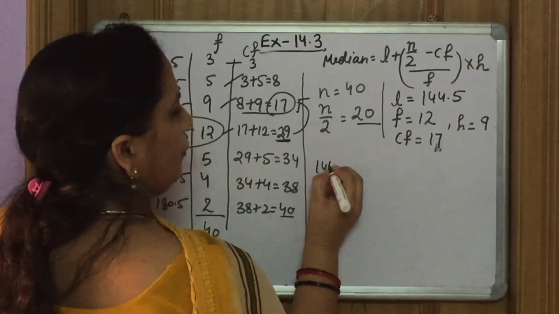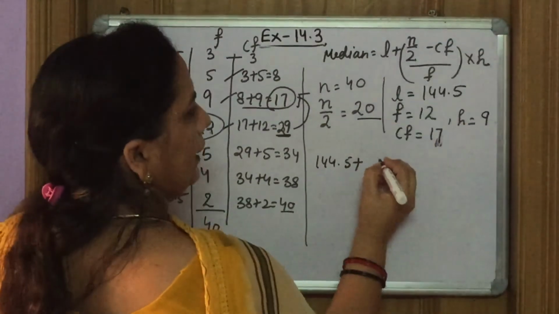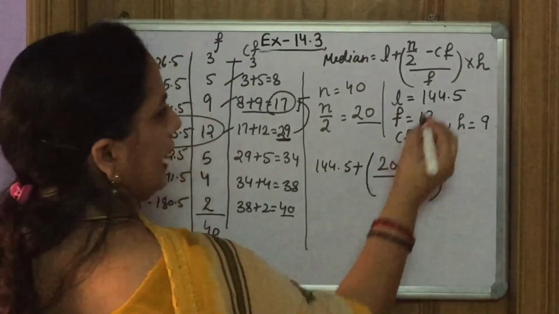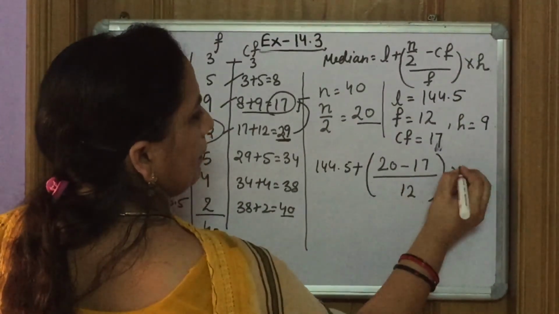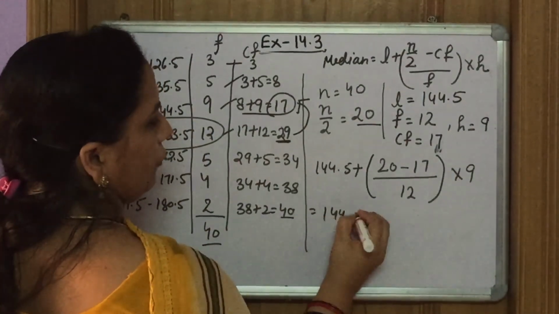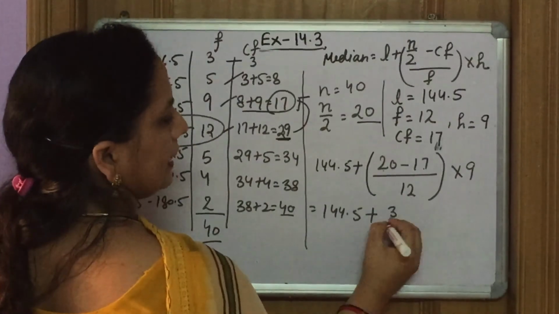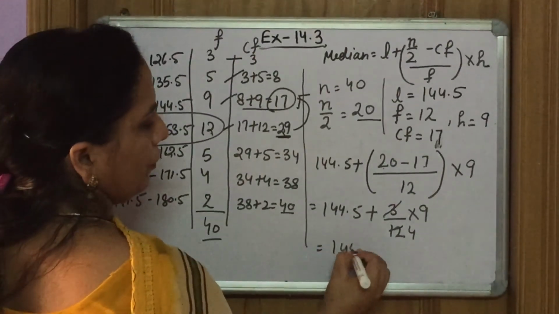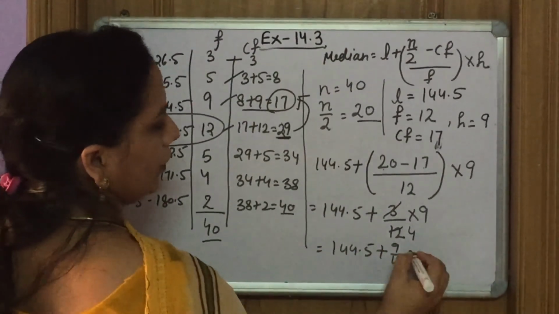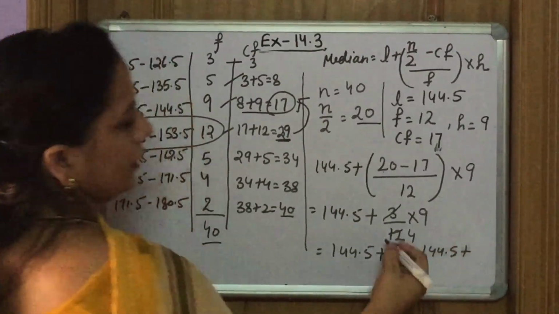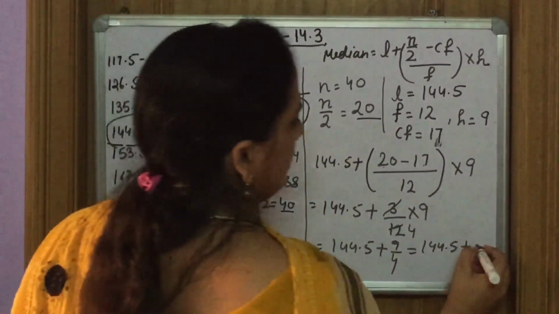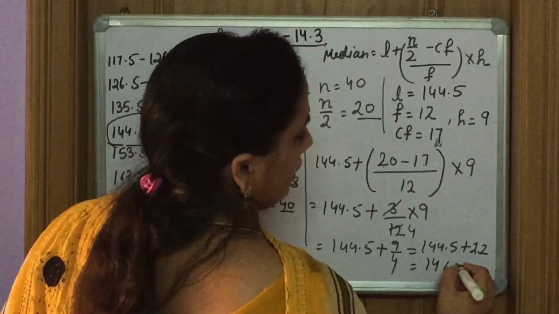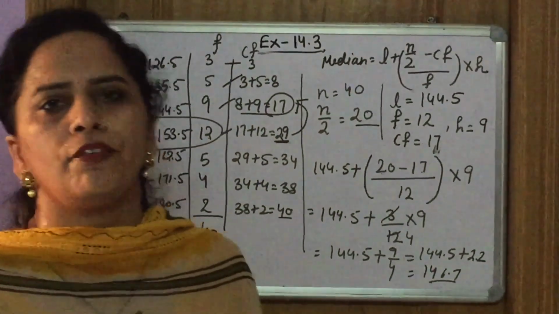L is 144.5 plus n by 2 is 20 minus CF, that is 17, divided by F, which is 12, and multiplied by 9. 144.5, 20 minus 17, that is 3, divided by 12, multiplied by 9, 4. 144.5, 9 by 4. 144.5, dividing 9 by 4, that is 2.2, gives 146.7. This is our final answer.